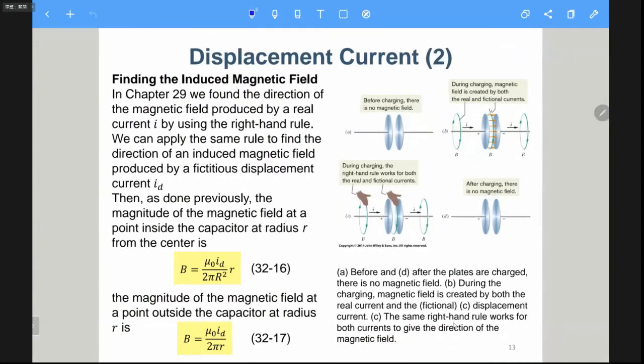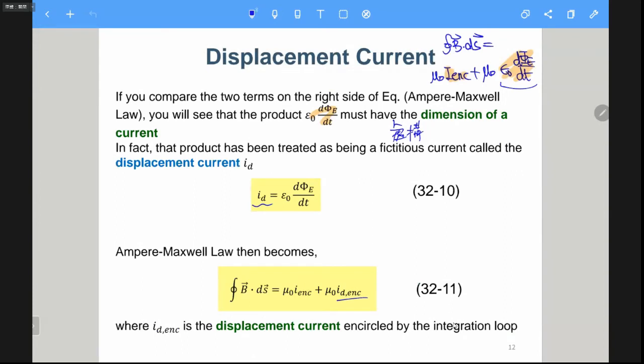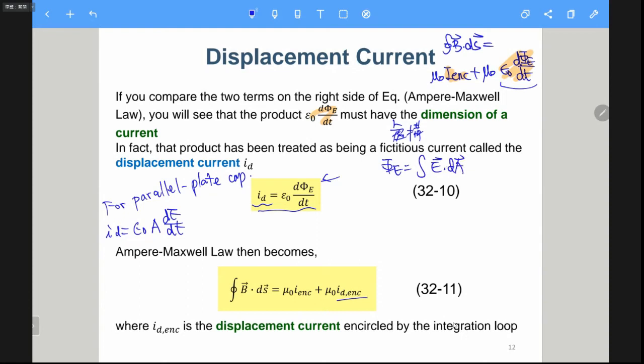Just now I mentioned that the displacement current is similar to the current of a capacitor. Let me show you why it looks like that. Starting from here, we make the assumption that this is a parallel plate capacitor. Then we have I_D equals epsilon naught times d phi E dt, because phi E is the integral of E dot dA. Of course, we assume E and the area vector are parallel to each other, so E dot dA is nothing but E dA, and E is uniform over the region of the parallel plate capacitor.